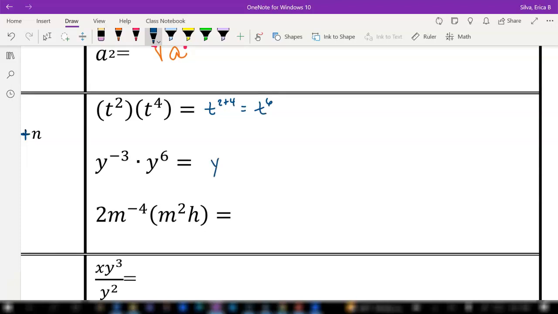Here we have y, negative 3 plus 6. We have y to the third power. And here, notice how we're multiplying the m's. So we have 2, so we're only going to add these 2. And since the m's are the ones that have those exponents, those are the ones we're going to add. So this will look like this. Right now we have a negative exponent, but we will be simplifying it further.